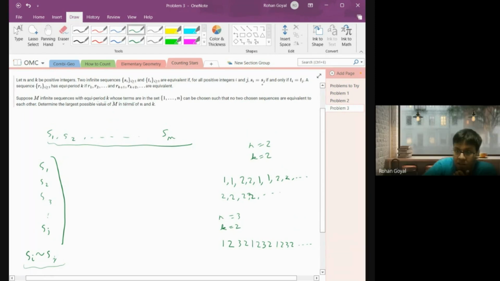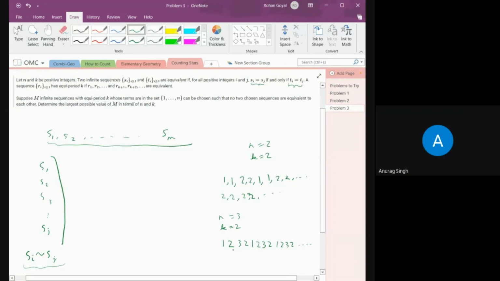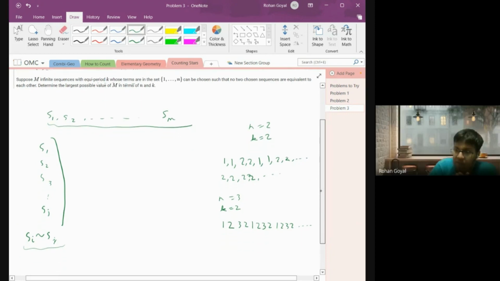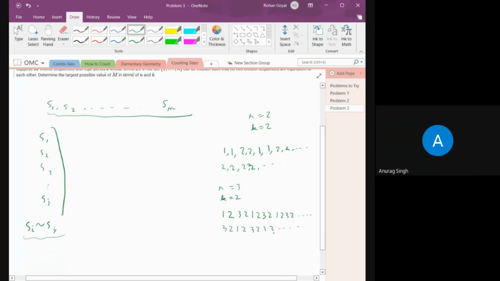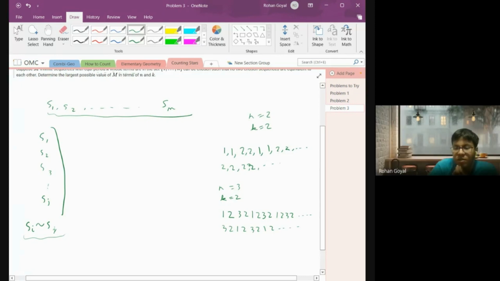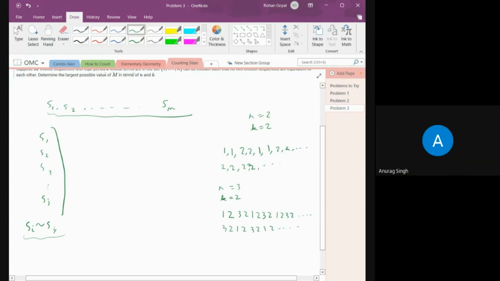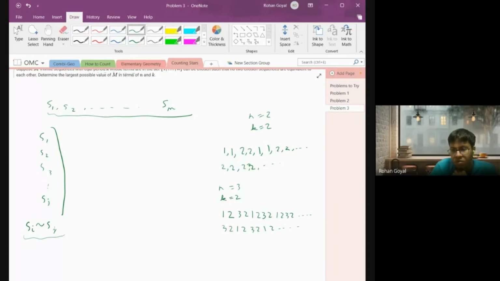Si equal Sj if and only if Ti equal Tj. No, I'm not talking about that. I'm talking about the has equiperiod K statement. I'm getting to it. Wait. So when I shift, it becomes 3, 2, 1, 2, 3, 2, 1, 2, right? You are not getting what I'm saying. Okay. Go on. So we have an equiperiod of 2. So we should have that A1 is equal to A3 and A2 is equal to A4.